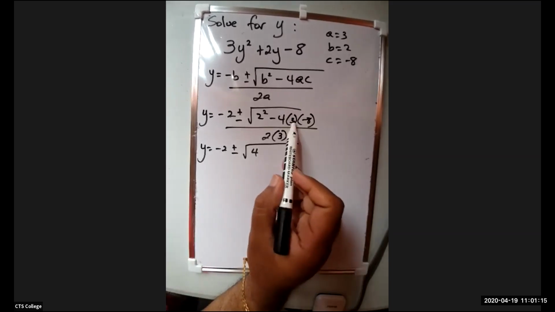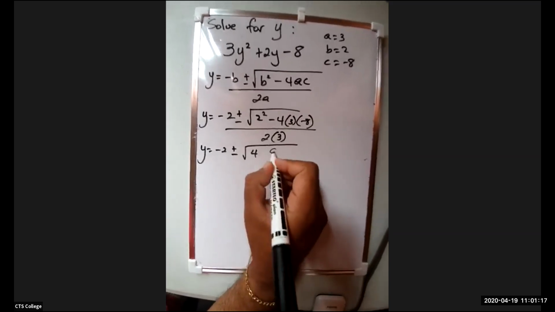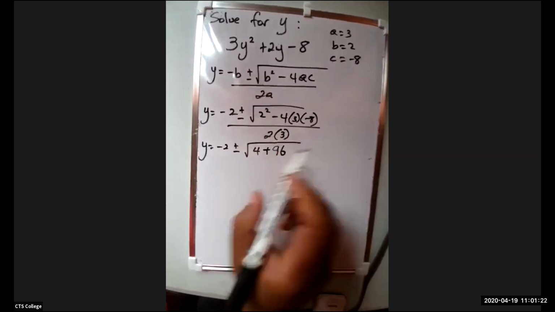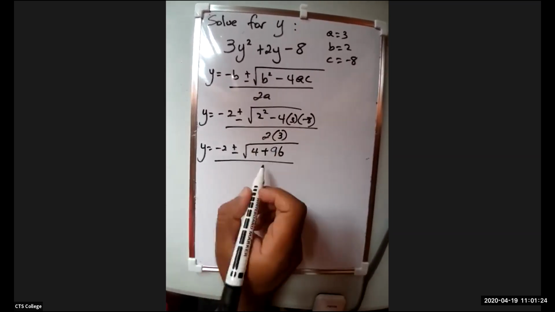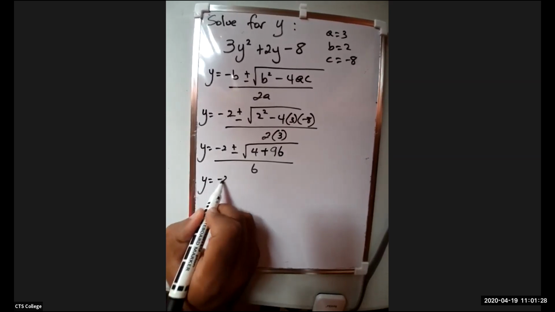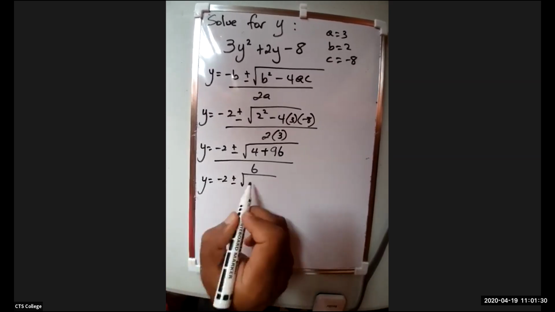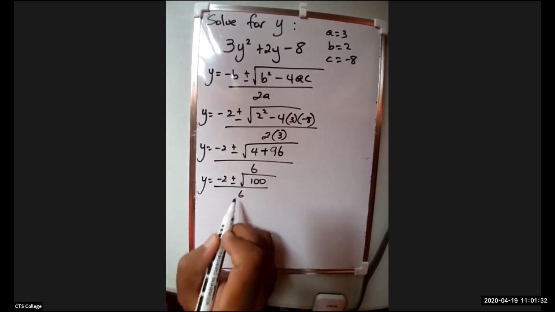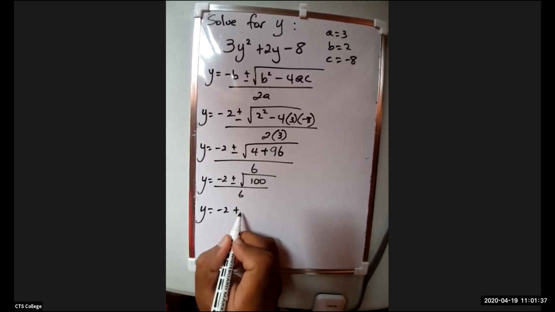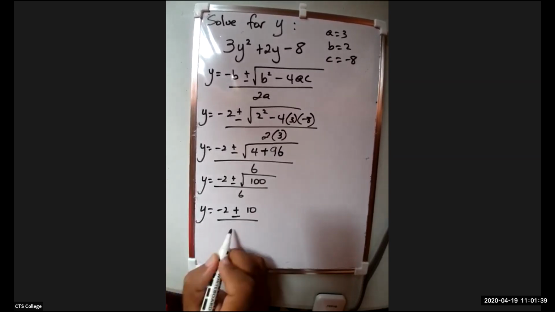So 4 3s are 12, 12 8s are 96, and a minus or minus is a plus, all over 2 by 3 is 6. So y is equal to negative 2 plus or minus the square root of 100 all over 6. So y is equal to minus 2 plus or minus 10 all over 6.